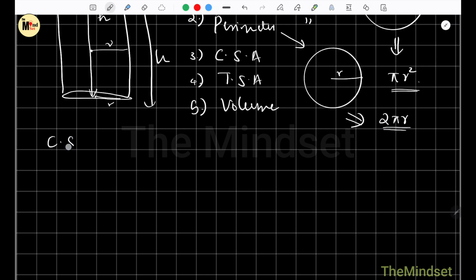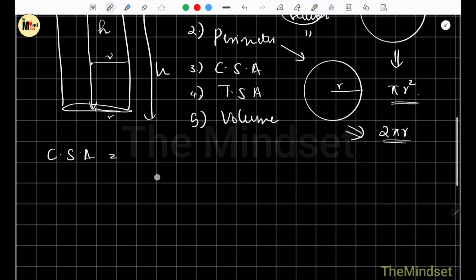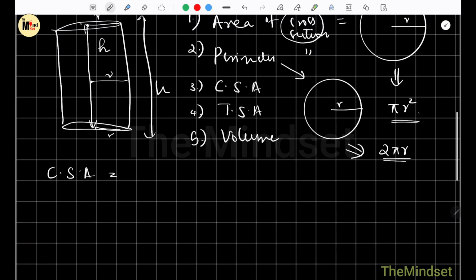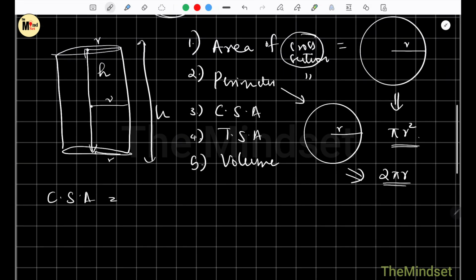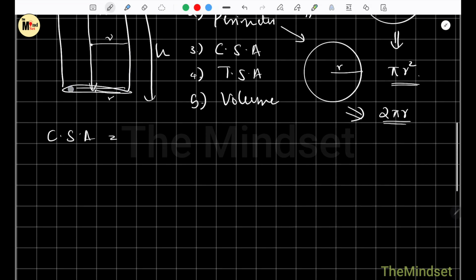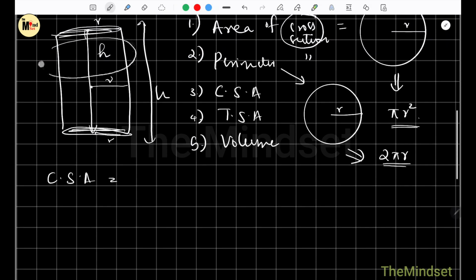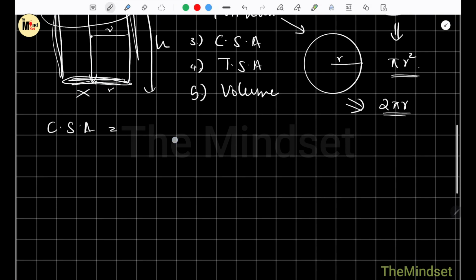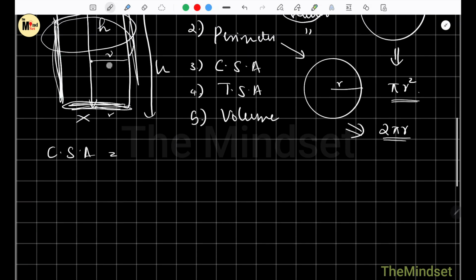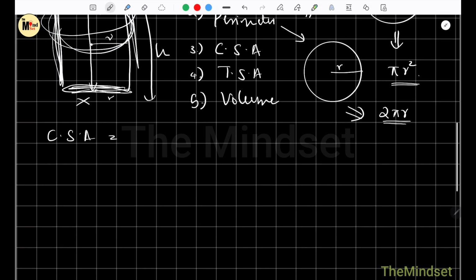Now the next thing is curved surface area. They are asking what is the curved surface area. The cylinder has a surface here on top, on the bottom it has a surface, and then surrounding it there is this surface. The top and bottom are actually flat surface areas, so they are not curved surface area. This surface area surrounding it is the curved surface area. So if you think about it, there are a number of circles like this.